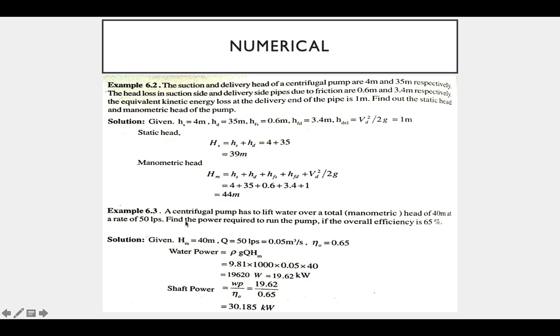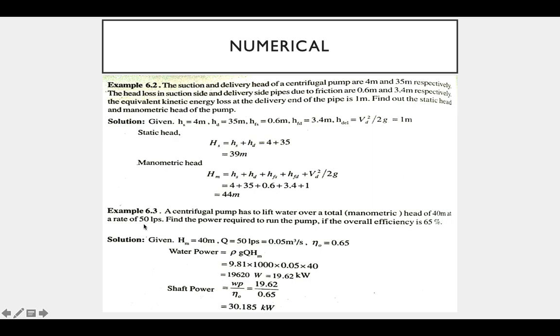Next question: a centrifugal pump has to lift water over a total head of 40 meters at a rate of 50 liters per second. So total head is given as 40, so manometric head is 40 meters.